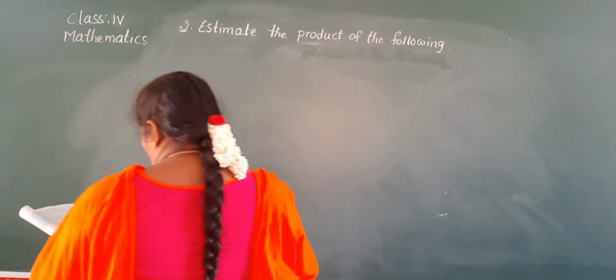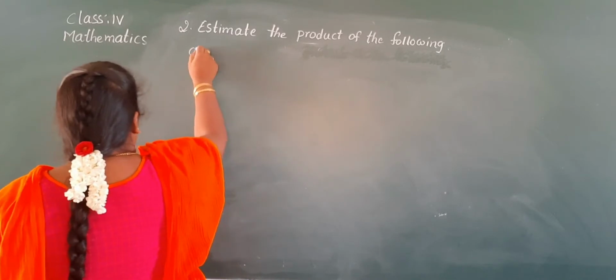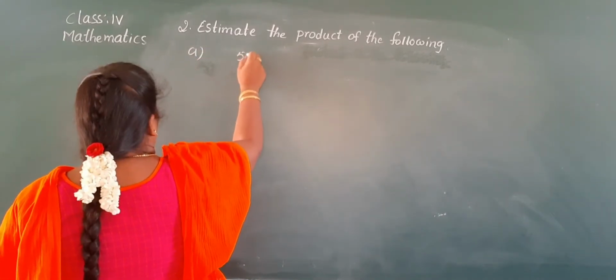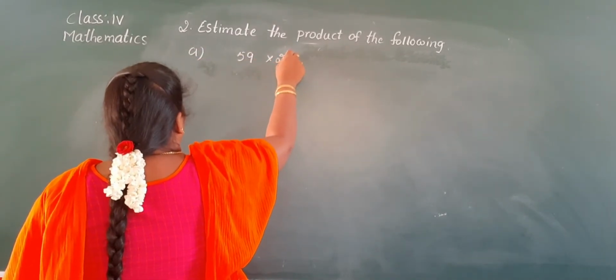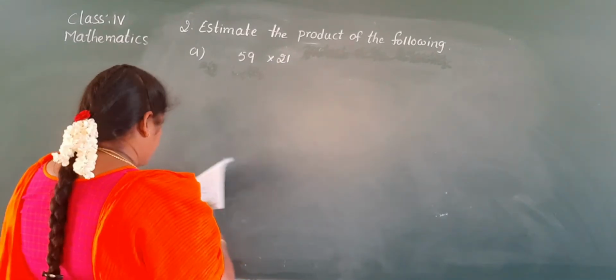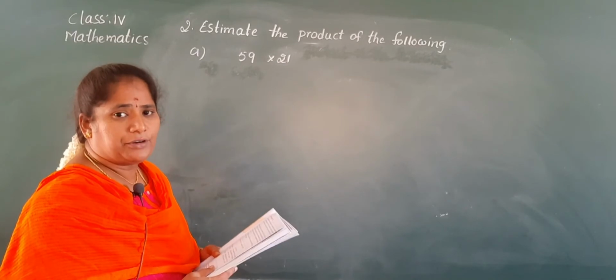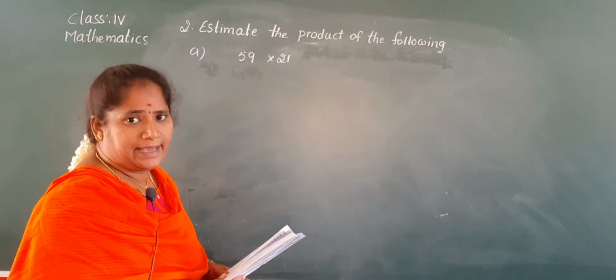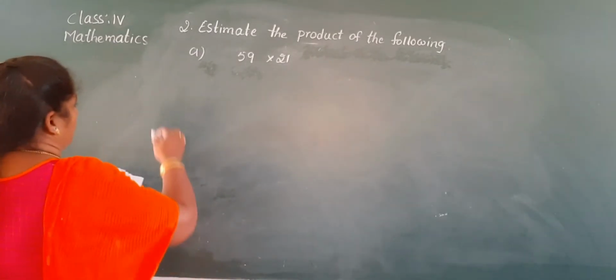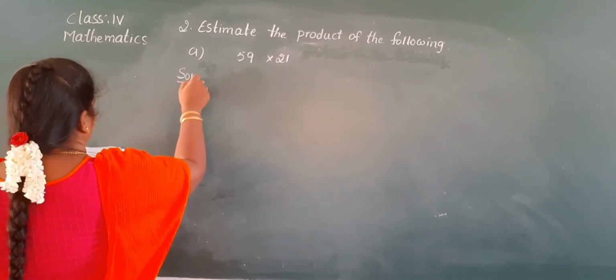So estimate the product of the following. The first one, Seema, 59 into 21. So here 4 problems are given, Nana. I will explain 3 problems. You have to do 1 problem as homework. Okay, ma? Yes, first problem.